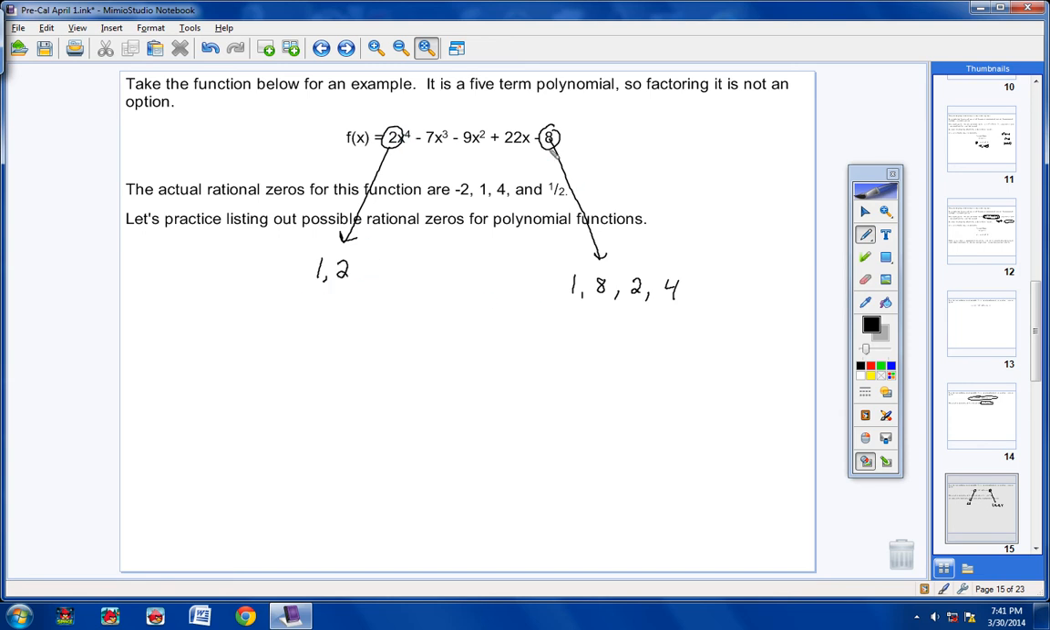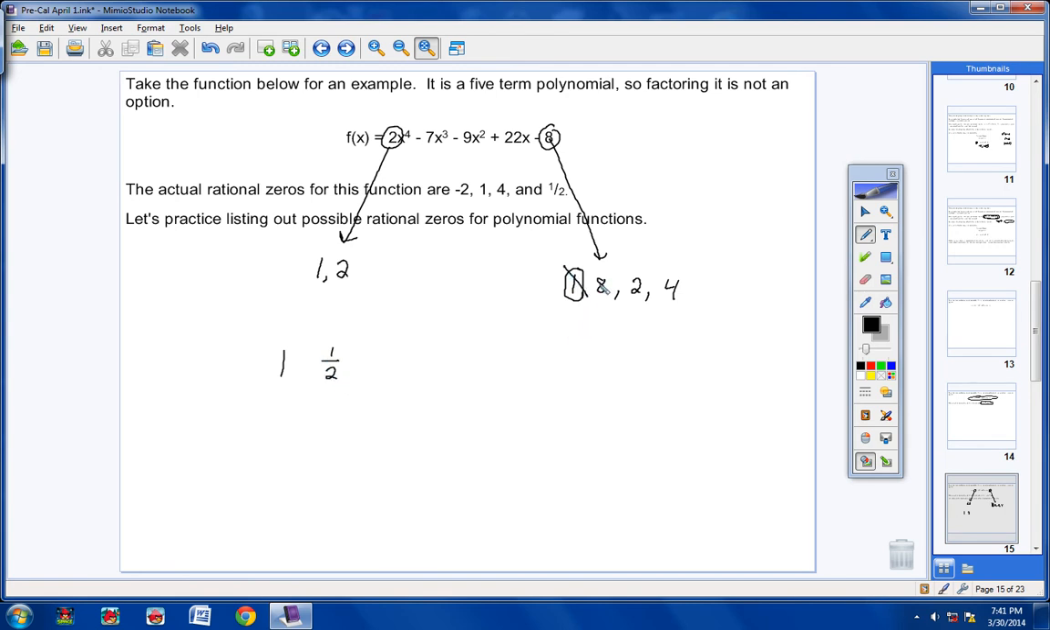all of them, list out all of your integer factors for your lead coefficient over here, and then for your constant term. That's easy. Now, what we do next is still pretty easy. You take the first number here, in this case it's a 1, and you put it on top of each of these numbers. So 1 over 1 is 1, and 1 over 2 is 1/2. Now you're done with 1.